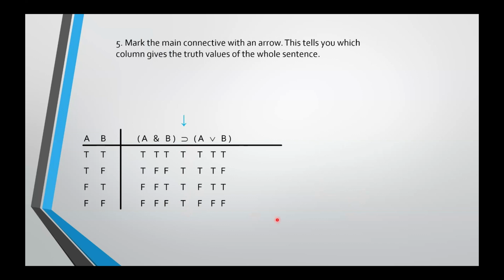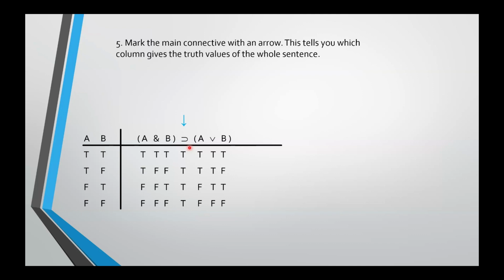Now, the last step is we mark the main connective with an arrow. And the reason for doing this is it tells you which column gives the truth values of the entire sentence. There are other ways of doing this. People sometimes highlight this or put it in a box. The textbook method, the way that they do it, is with an arrow. The important thing is that you're marking in some way or another which column tells you the truth value for the entire sentence.